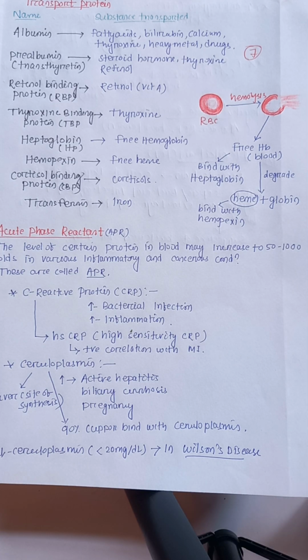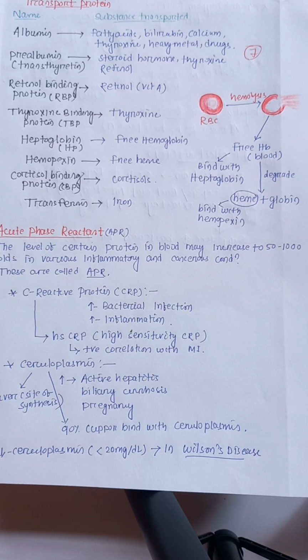An acute phase reactant is a protein that increases many folds when there is any inflammatory, neoplastic or infectious condition in the body. These include C-reactive protein, which increases in bacterial infection and inflammation, and hsCRP, high-sensitivity C-reactive protein. It is generally increased in cases of MI. MI, it has importance.